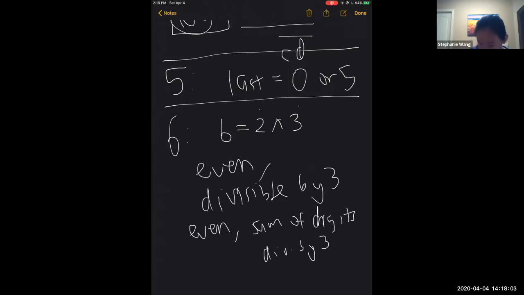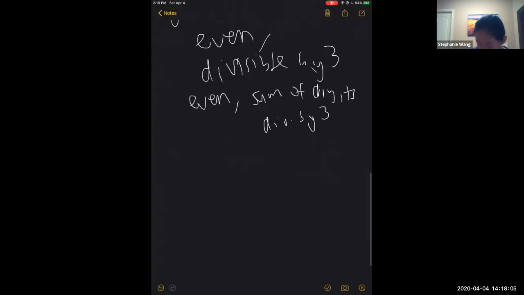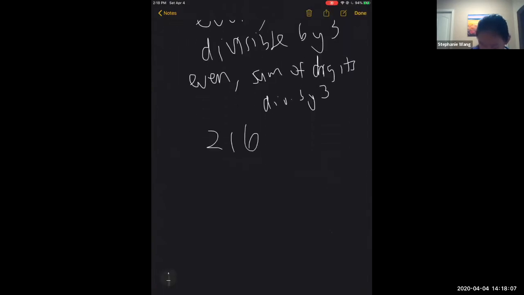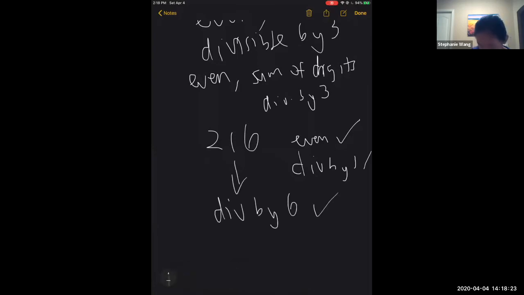So for example, if we look at the number, let's say 216. 216 is even, and the sum of digits is going to be 9, so it's also divisible by 3. So therefore 216 is divisible by 6. All right, 7, the divisibility trick for 7 is really weird, and it's really not worth knowing. So for 7s, just memorize, or not, just divide it out.